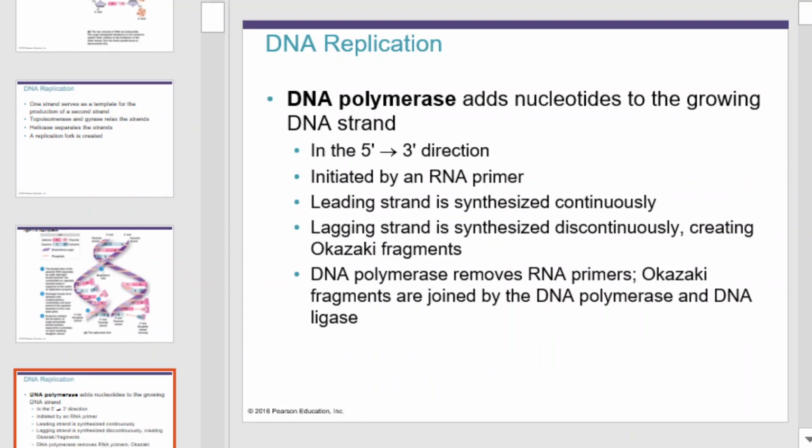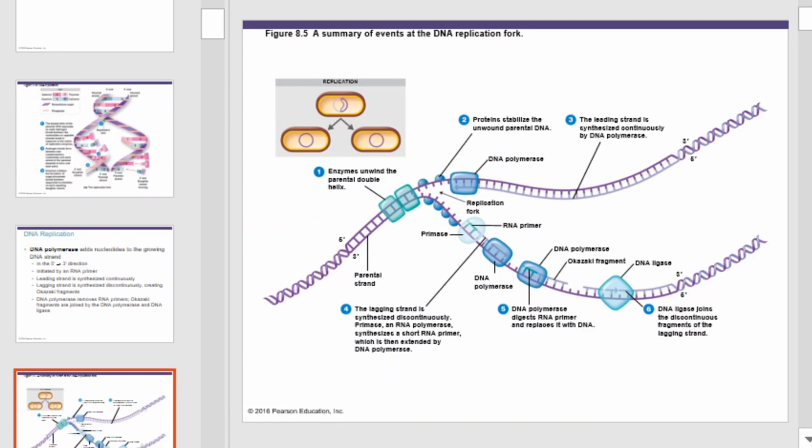DNA polymerase adds nucleotides to the growing DNA strand in the 5' to 3' direction. It's initiated by an RNA primer. The leading strand is synthesized continuously, while the lagging strand is synthesized discontinuously, creating Okazaki fragments. DNA polymerase removes the RNA primers, and the Okazaki fragments are joined by DNA polymerase and DNA ligase. This is an illustration of DNA at the replication fork, working on both the leading and lagging strand, using DNA polymerase.